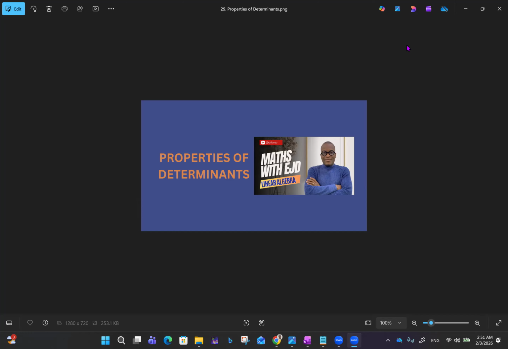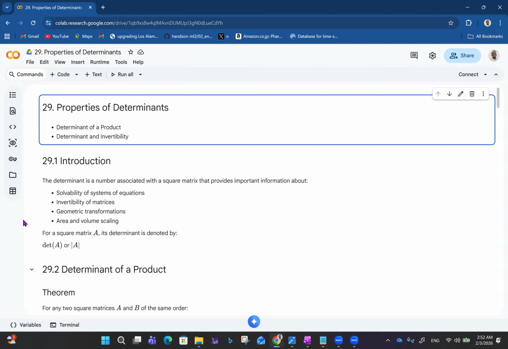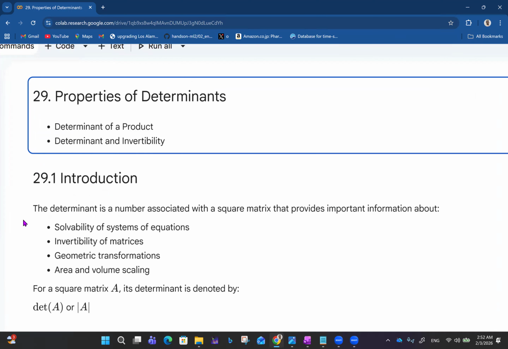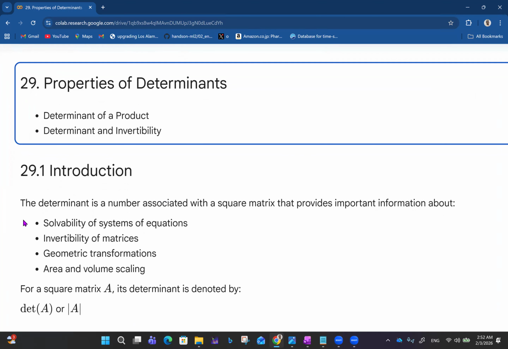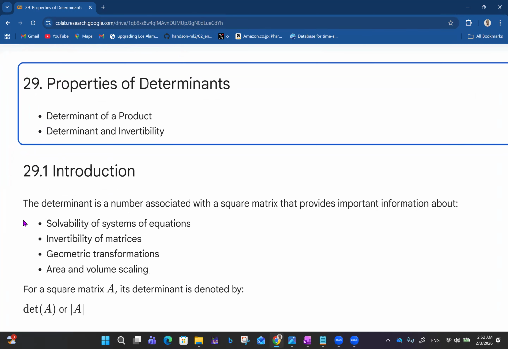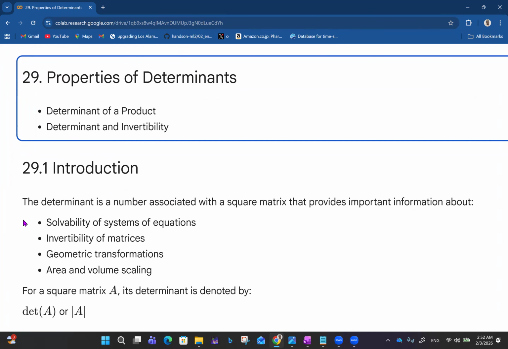Having learned about the geometric meaning of determinants and how to compute determinants, the next thing we'd like to do is to look at the properties of determinants. What are some properties of determinants? So we are going to look at this in the line of determinants of a product and determinants and invertibility, which we've been talking about here and there.